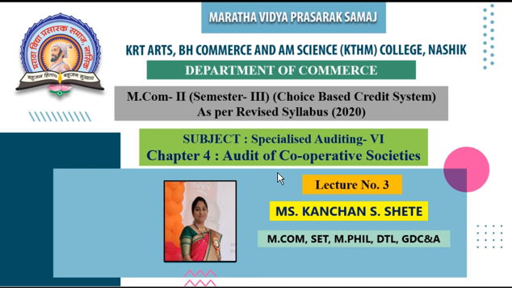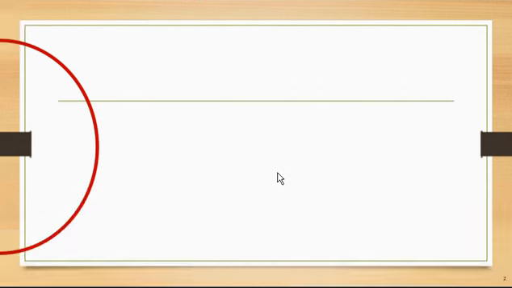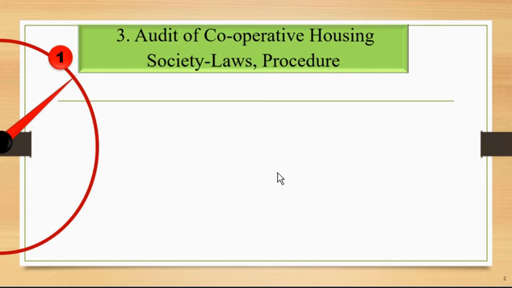Friends, in the earlier lecture we have discussed the meaning, definitions, characteristics and procedure of audit of cooperative consumer stores. After that we studied the meaning and procedure of audit of salary earners cooperative society. Now in this lecture we are going to study audit of cooperative housing society. In that we will study meaning, laws applicable to cooperative housing society and procedure of audit of cooperative housing society.